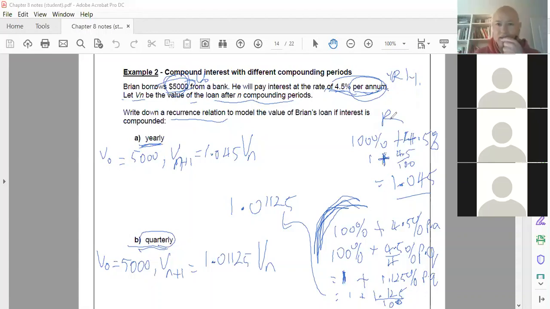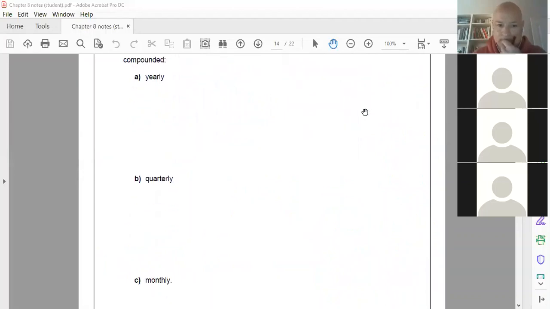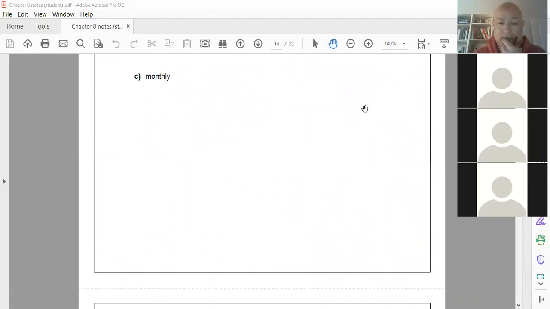Okay, let's continue. Oh, there you go, part C was monthly. So we still got our $5,000. That's not a problem. And our interest rate was 4.5% per annum. We've got our 100% that we have to add on, being the original. And V of 0 was $5,000. That has not changed. Okay, let's find our R this time.